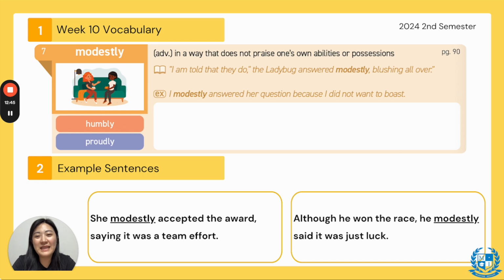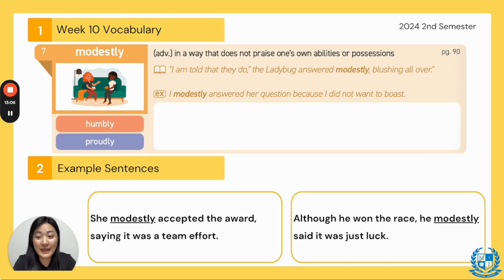In the book it says, "I am told that they do," the ladybug answered modestly, blushing all over. Maybe saying something good about other ladybugs. The example, let's read together. 1, 2, 3. I modestly answered her question because I did not want to boast.